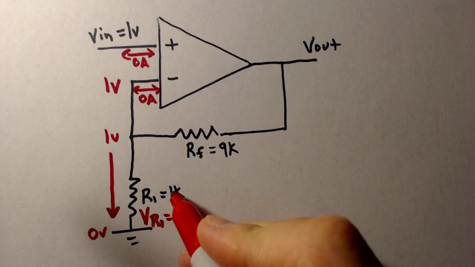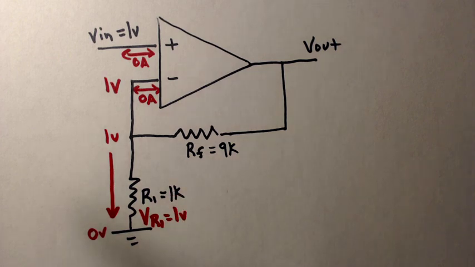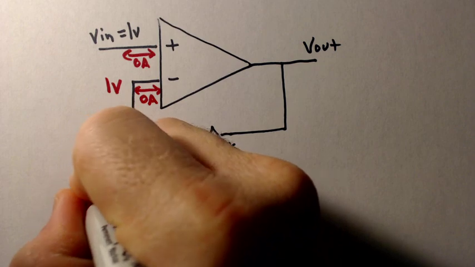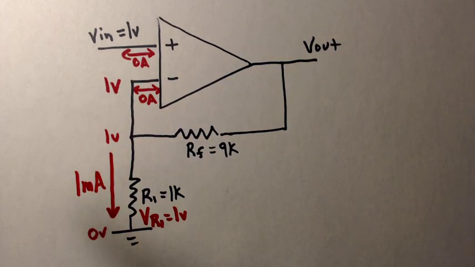Well, we know the resistance, we know the voltage. Use Ohm's law. All of our old rules will help us. Okay, so I'm going to take 1 volt and divide that by 1,000 ohms, and we get 1 milliamp. Alright, cool. We got 1 milliamp flowing down.